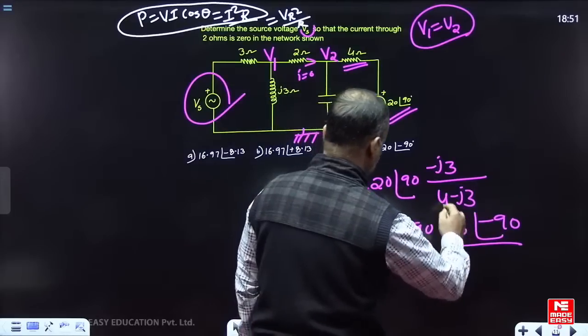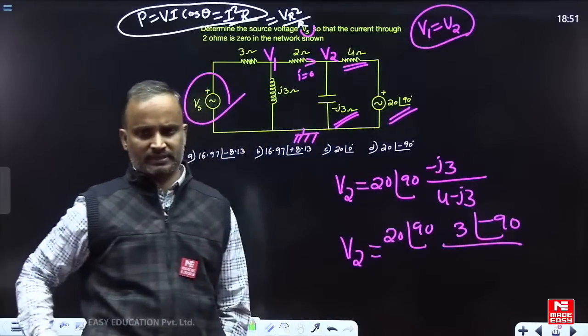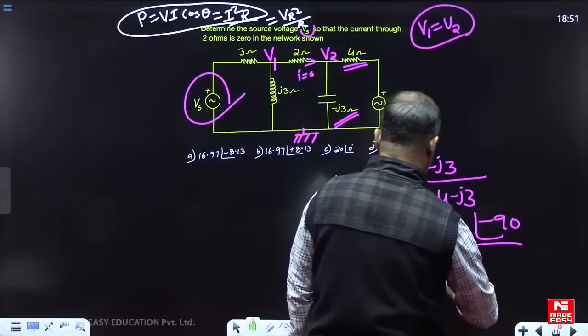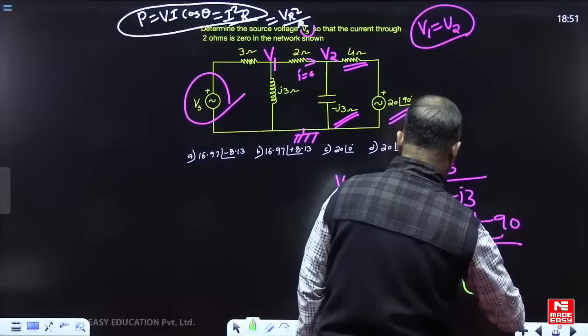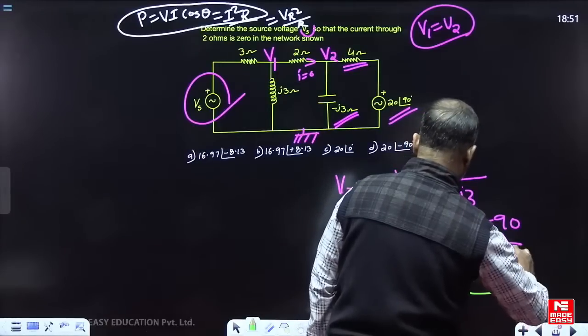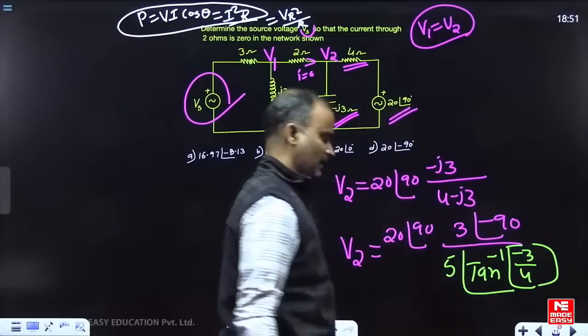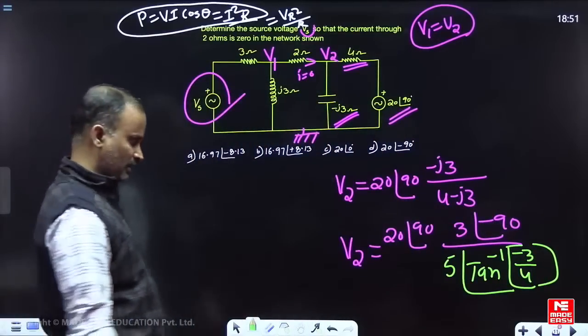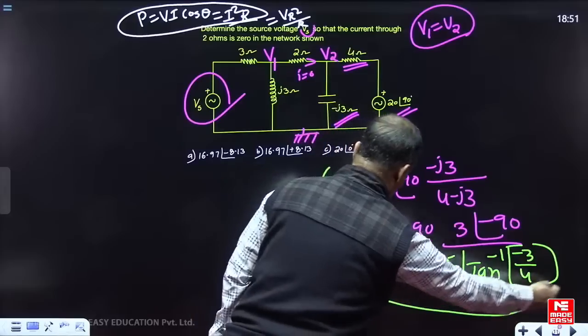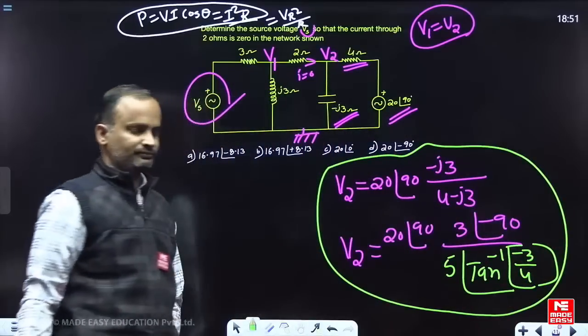Now similarly in the denominator, what do you write? Root of 4 square plus 3 square, but the magnitude will be 5. Can you find out the angle for this one? This is tan inverse of, what do you write, minus 3 by 4. I gave all the hints. By simplifying this, can you find out the V2 value?